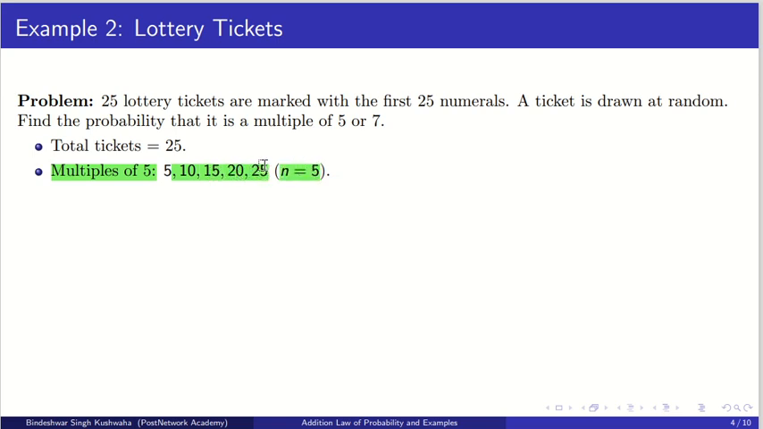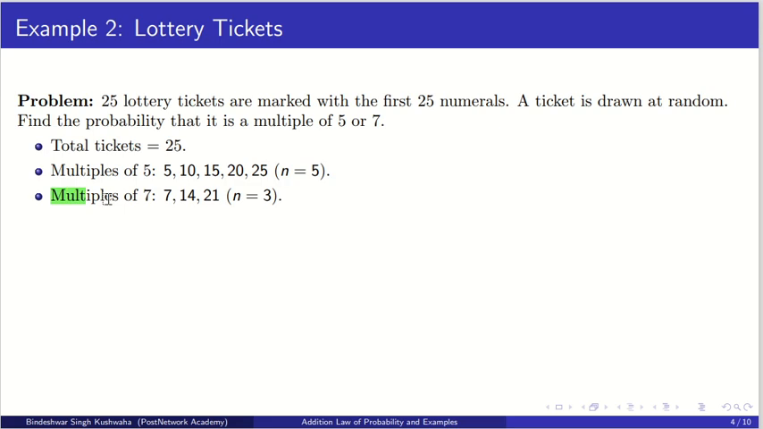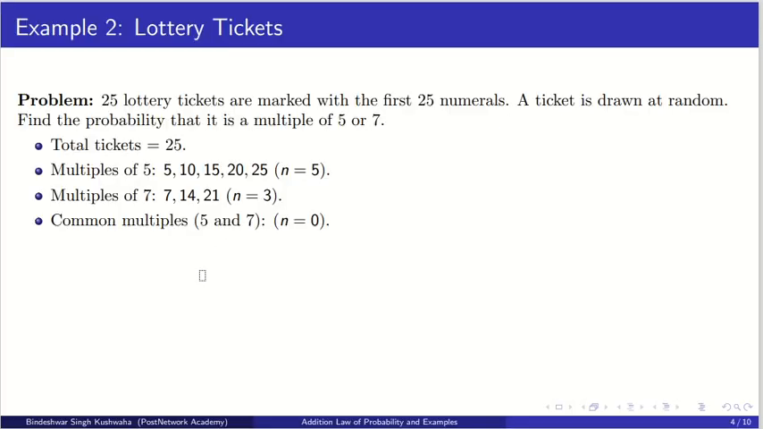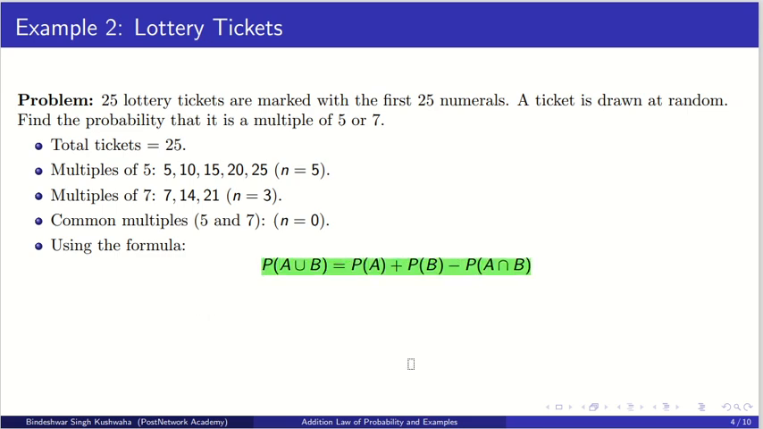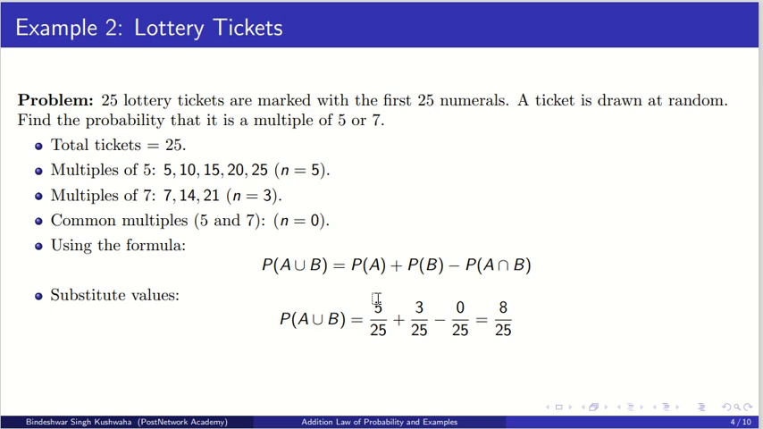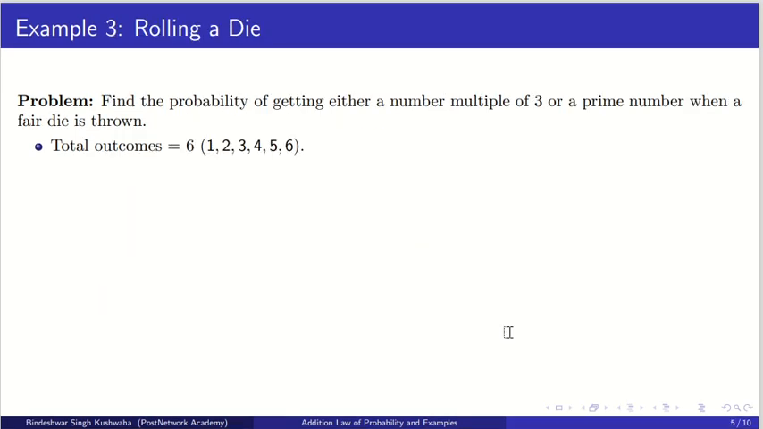There are 5 events in favor of a multiple of 5. And multiples of 7, there are 3. Common multiples: 0. So we will use the formula and plug in the values. So P(A) is 5/25, P(B) is 3/25, so we will get 8/25. Let us see the third example.